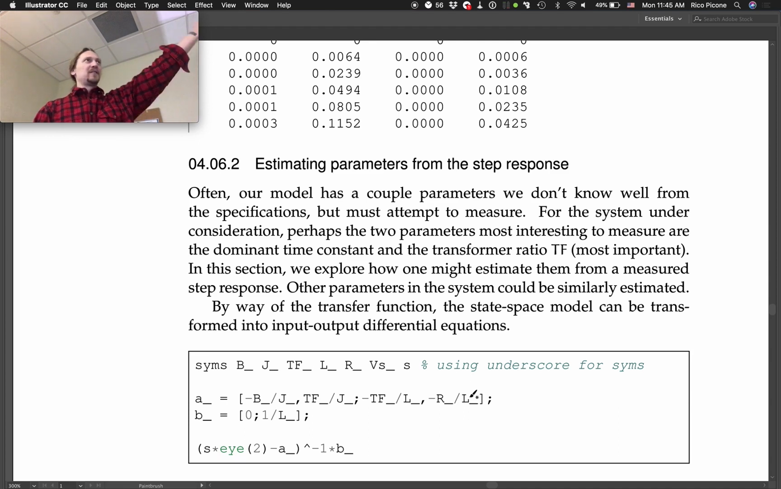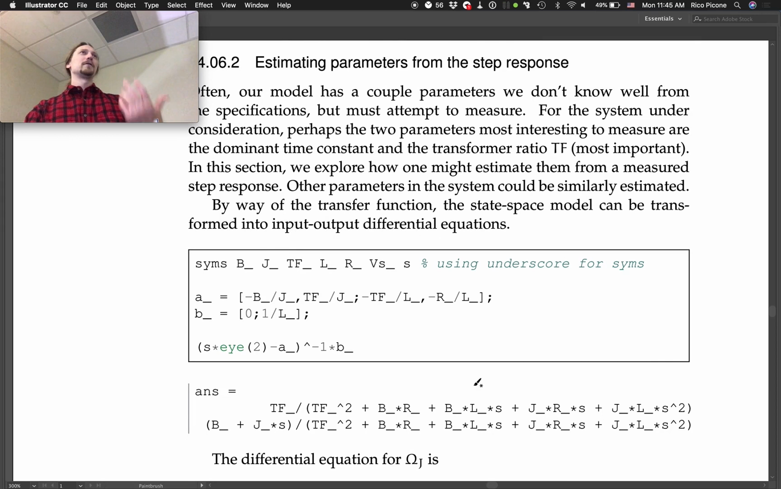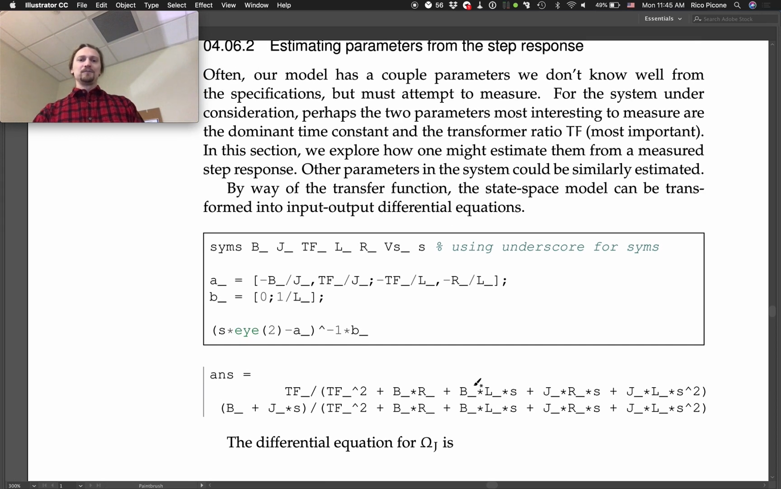We're choosing TF and the dominant time constant. So this is what you guys are doing in the lab. Well, you guys are actually just doing TF in the lab. That's what you care about. And I'll show you how to back that out from data. Okay, so this is the payoff for your analysis in the lab report.